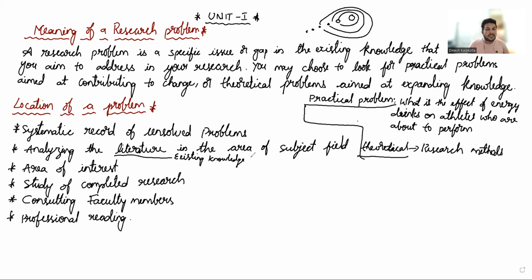Okay, so analyzing the literature, or knowing about the existing knowledge in the area of the subject, is very much important. The more you understand the existing knowledge, the better you can find the solutions for a research problem. And next one is area of interest.